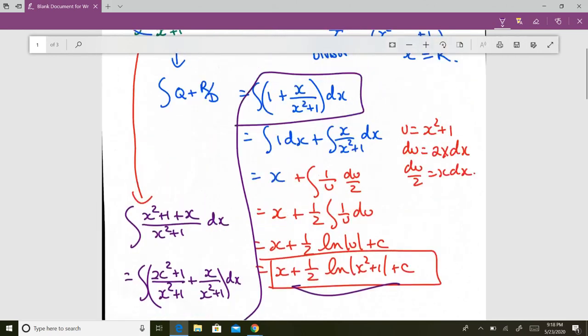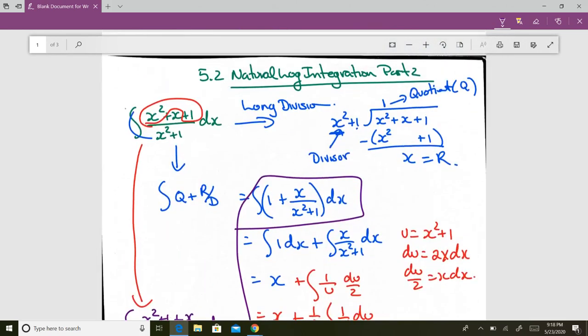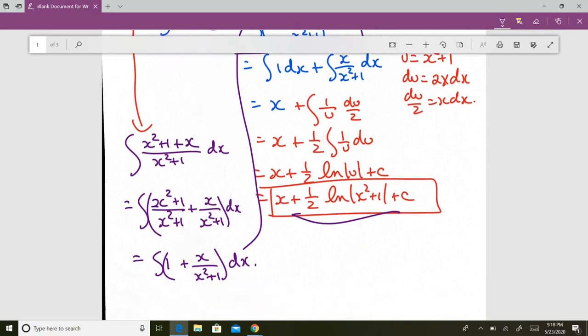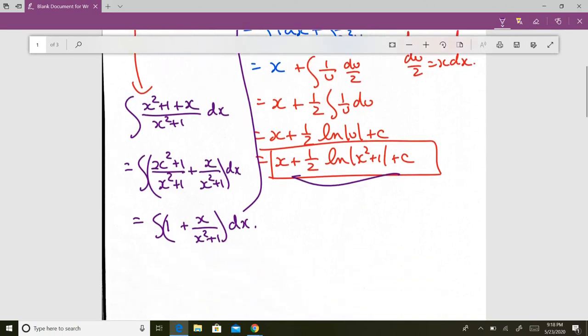So when you get something that doesn't look like you can do U substitution, you're thinking you might have to do long division, look to see if you can rearrange the numerator or the denominator to see if you can line up so that you can split it into two fractions and they simplify nicely. Okay? All right.